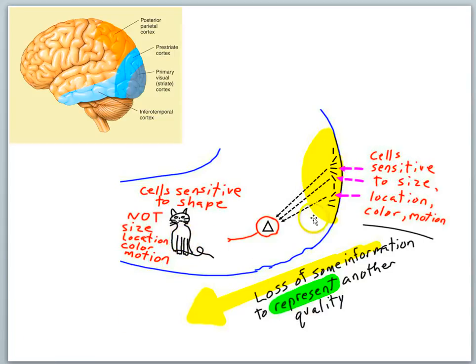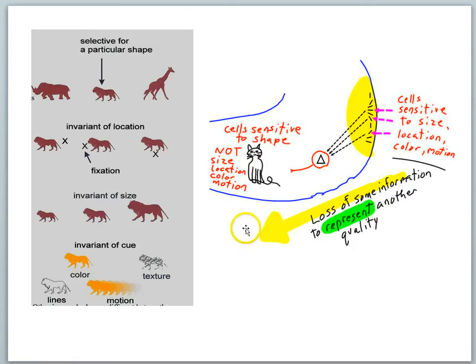Now one thing we'll notice as we think about what's happening to the flow of information is that there's a loss of some information to represent another quality, in this case shape. So as this ventral pathway is dedicated to representing the shapes of complex objects, we'll see that they lose the capacity to represent other features of the visual stimulus. So in this example, let's focus on a cell that maybe responds selectively to cats.